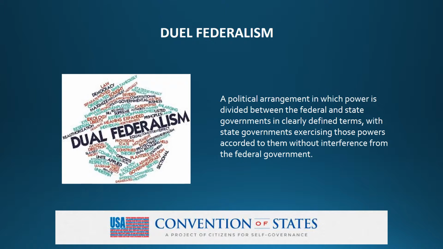And the last concept, dual federalism. This concept we discussed in our presentation on state sovereignty. Federalism was the last key element important in the system of limited government. Dual federalism is a political arrangement in which power is divided between the federal and state governments in clearly defined terms, with state governments exercising those powers accorded to them without interference from the federal government.